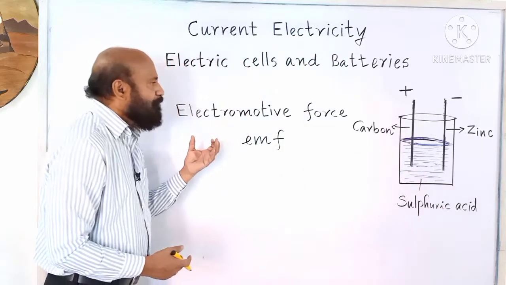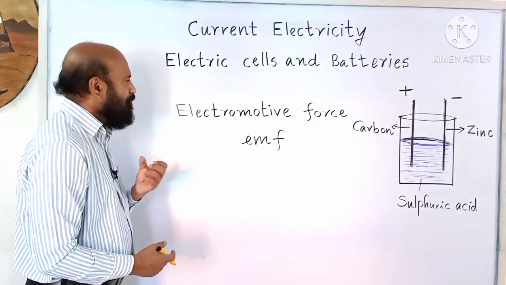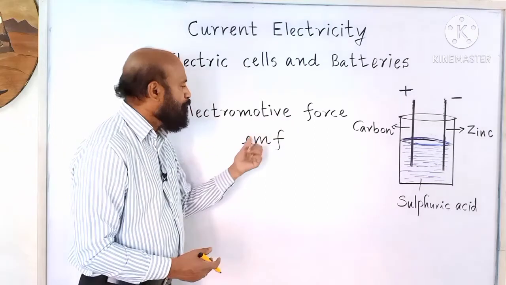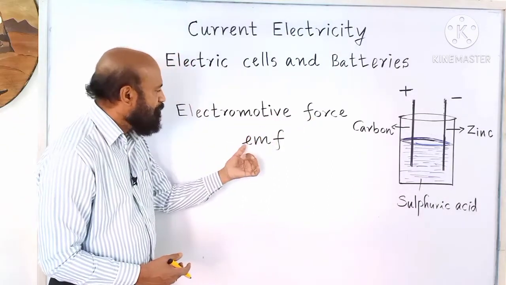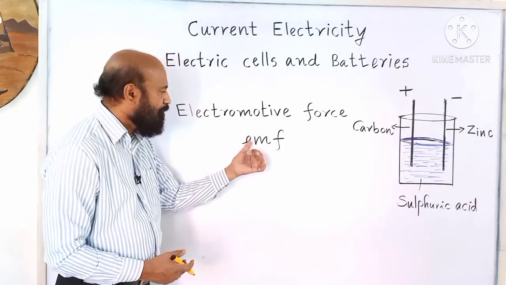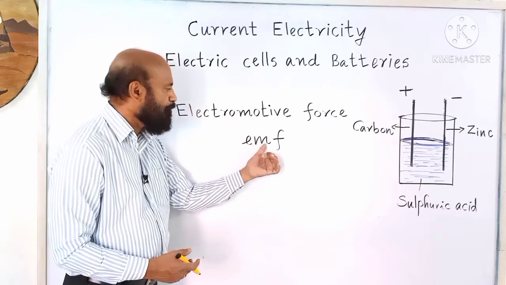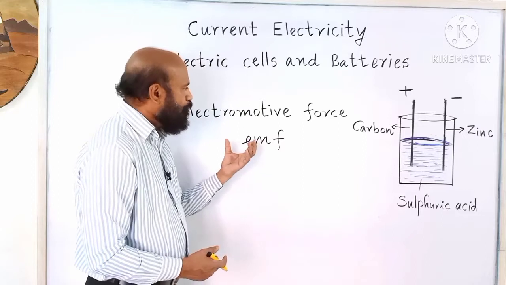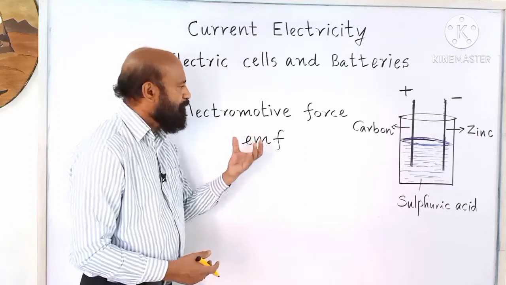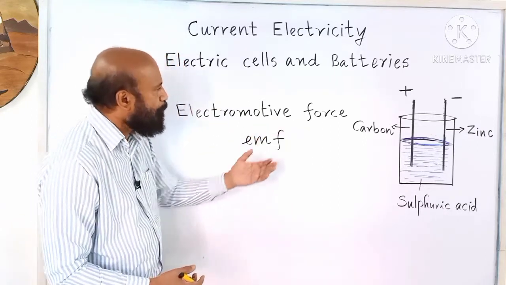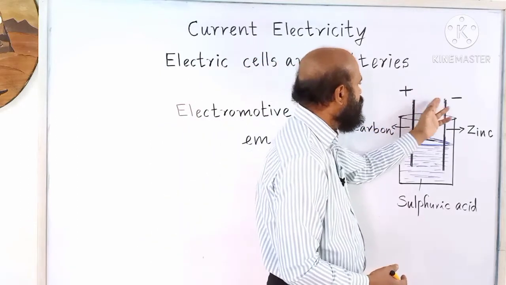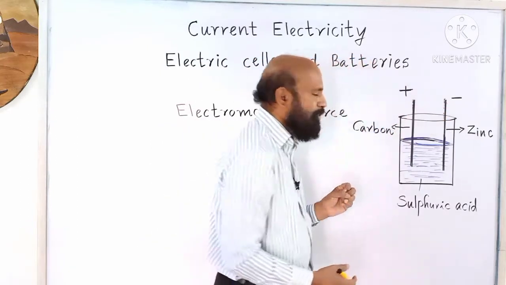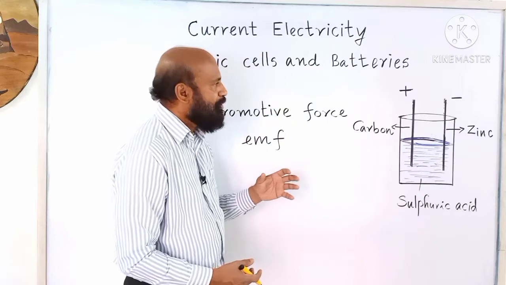Then for an electric cell, there is an electromotive force. It is denoted as EMF, electromotive force. Electromotive force is a misnomer. Actually, it is not a force. It is the potential difference between the terminals when the electric cell is not sending current.